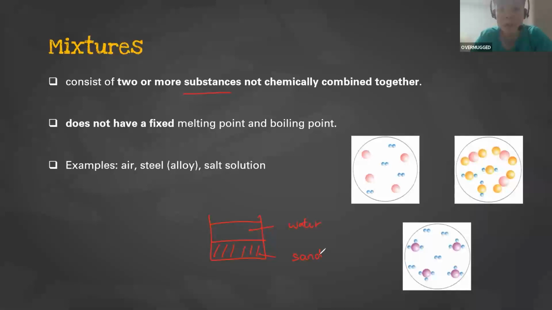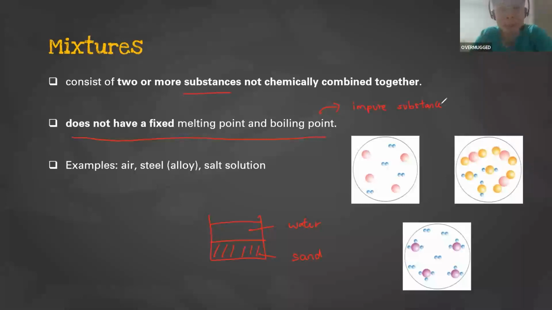Okay, and mixtures do not have a fixed melting point and boiling point because they consist of two or more substances already. It's impure. Okay, so if you ever see this word or phrasing in an exam, you need to know that this is referring to an impure substance, and then you link it back to a mixture.